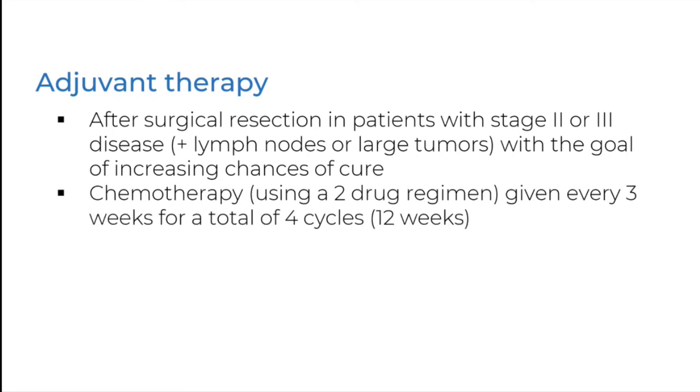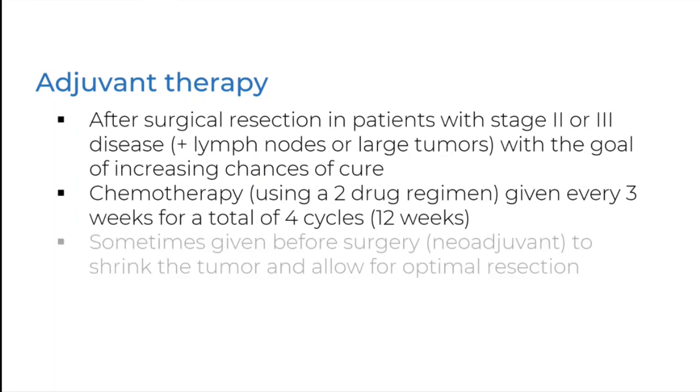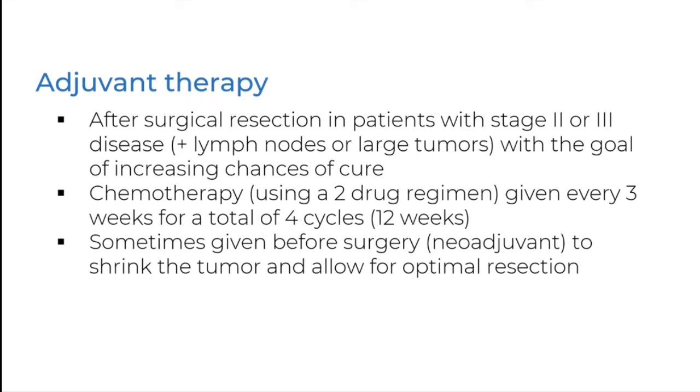And this is usually with a 2-drug regimen given every 3 weeks for a total of 12 weeks. So that's a typical way to treat lung cancer after surgery with chemotherapy in the adjuvant setting. Now, sometimes chemotherapy might be given before surgery. If it's a large tumor, but otherwise we want to try and optimize the surgery, chemotherapy is given to shrink the tumor to allow for an optimal surgical resection. So it can be utilized in both ways, but most commonly it's given after surgery, called adjuvant therapy.